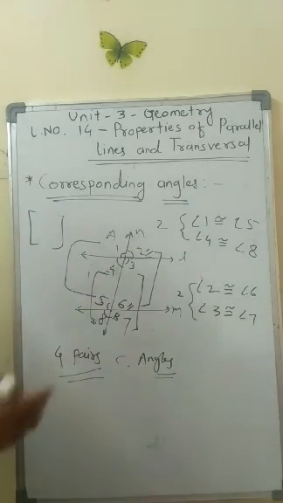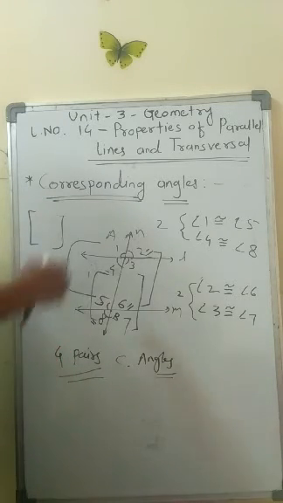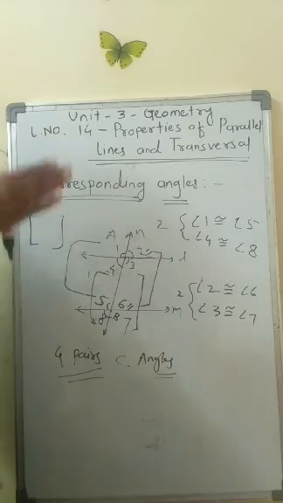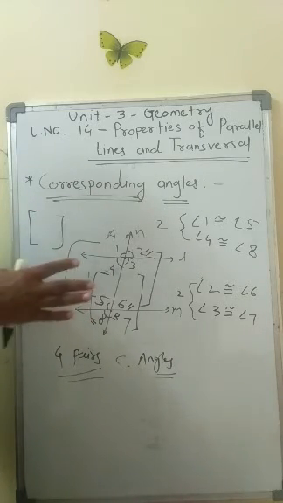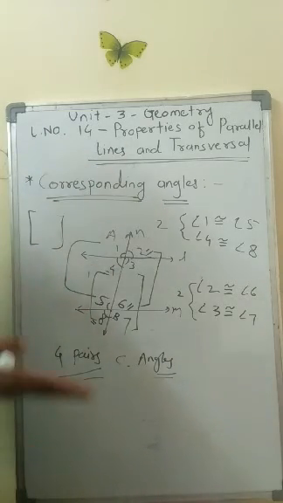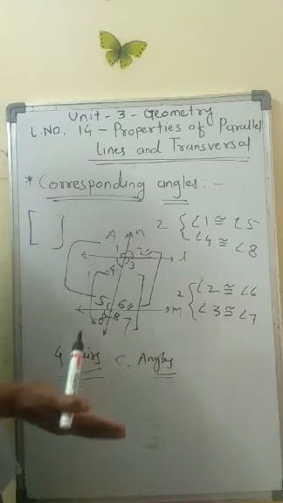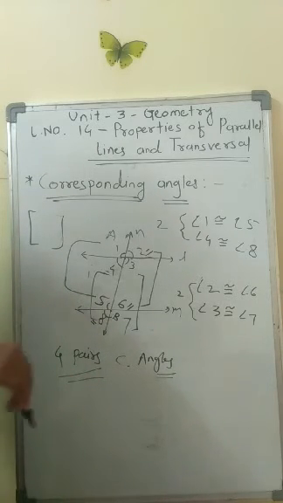Okay, I think you all understood the concept very well. So you have to go through the concept. Then you can easily find corresponding angles, alternate angles, and also interior angles on the same side of the transversal. Okay, those are supplementary. So you have to learn that concept.